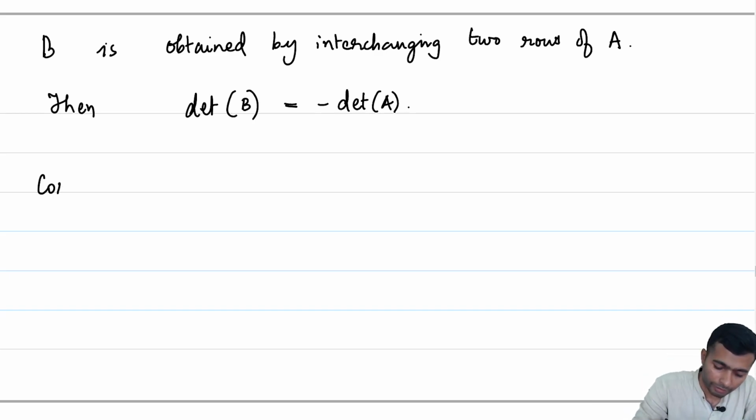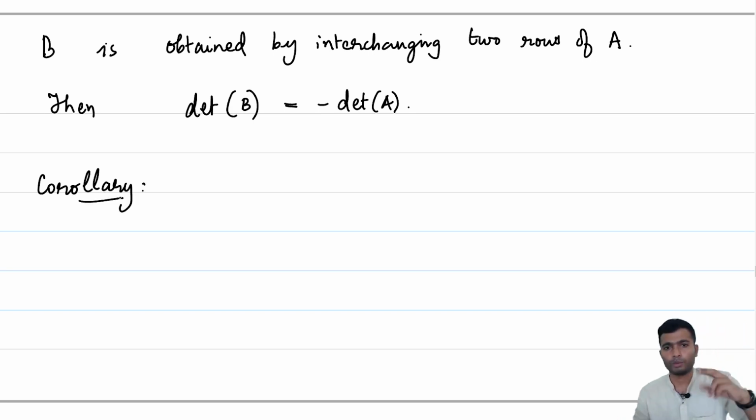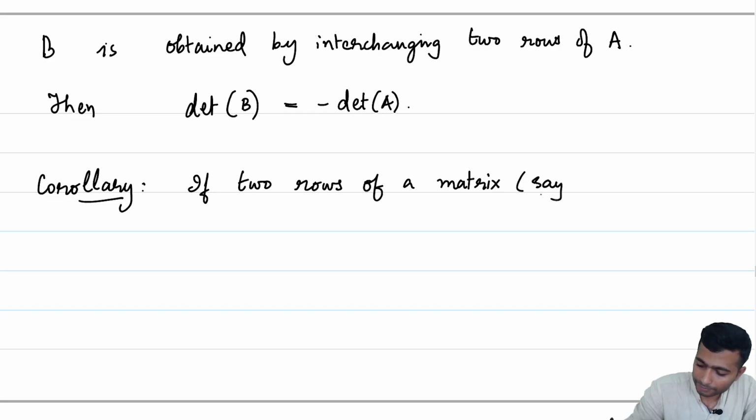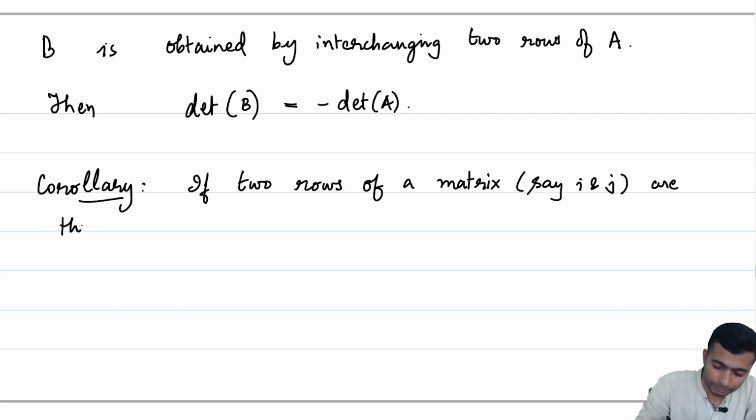As a corollary, we can conclude that if two rows of a matrix are the same, then the determinant should be 0. So, let me write it down: if two rows of a matrix, say i and j, are the same, then the determinant of A is equal to 0.